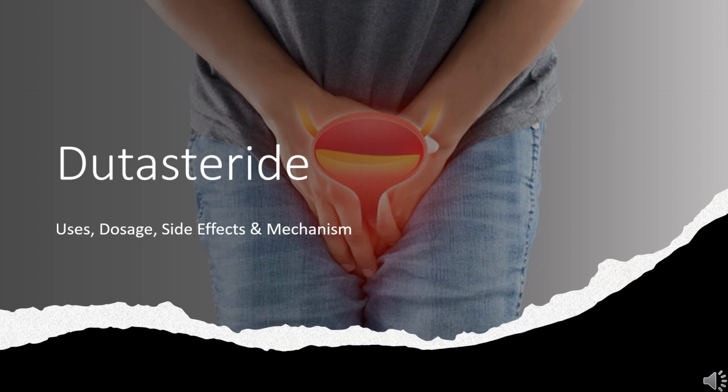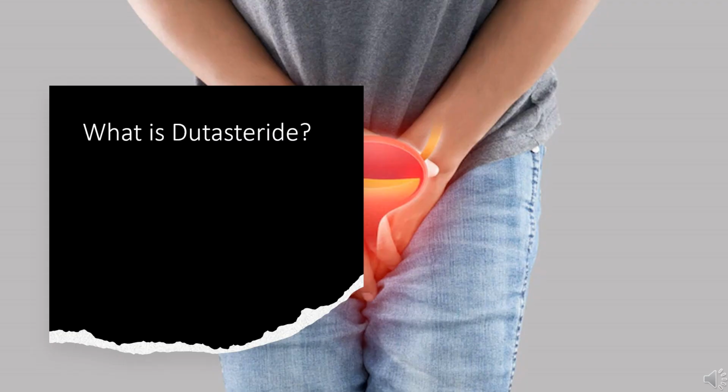Dutasteride is an antiandrogenic compound that is used for the treatment of symptomatic benign prostatic hyperplasia, BPH, in adult males by inhibiting 5-alpha reductase. In this video, let's find out: What is dutasteride? What is dutasteride used for? Contraindication. What are the side effects of taking dutasteride? How does dutasteride work? How to use dutasteride?